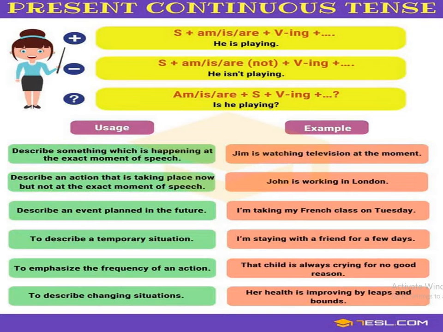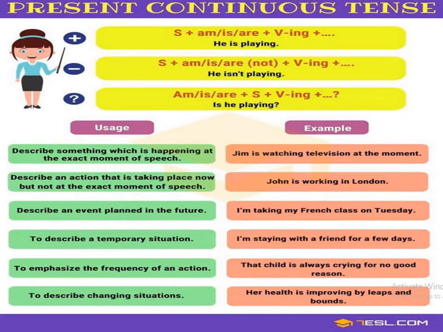The fourth one is to describe a temporary situation. To describe a situation also we use it. For example, I am staying with a friend for a few days. Temporary situation means something which is only for a few days, right? So for a few days I am staying with a friend.